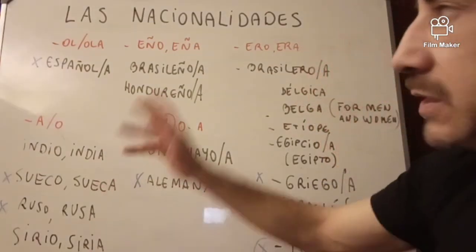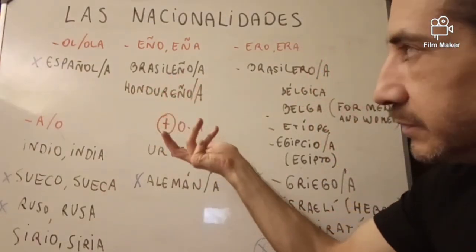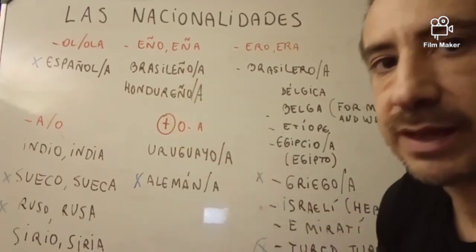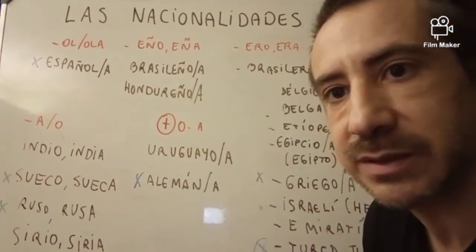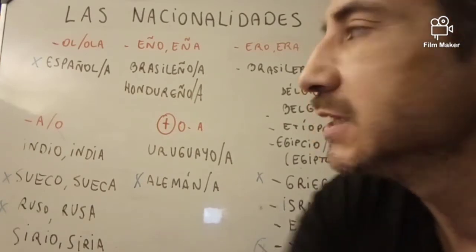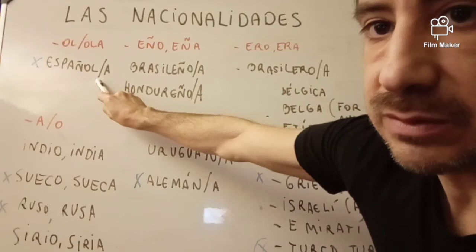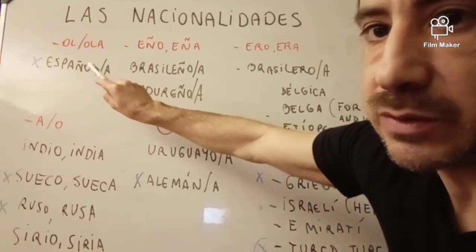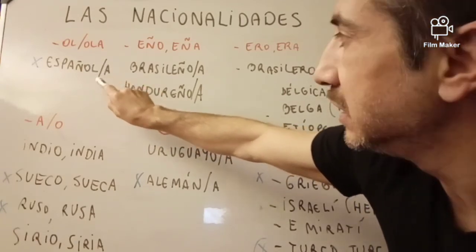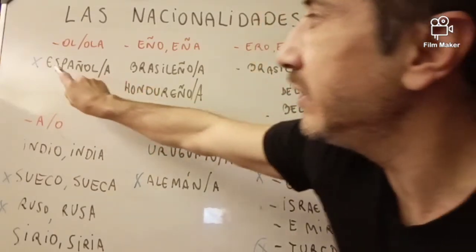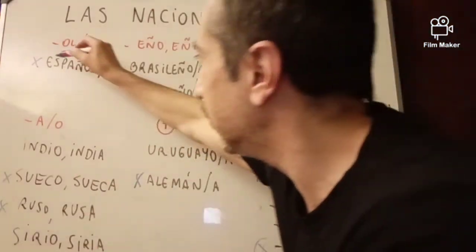Another ending is the one related with our language course, español, Spanish. So from Spain, español, and we add an A, española, to refer to women. Español, española, and the language is español. Remember the masculine form.